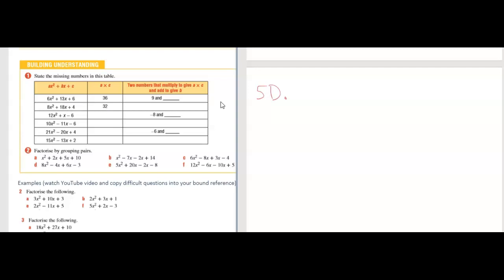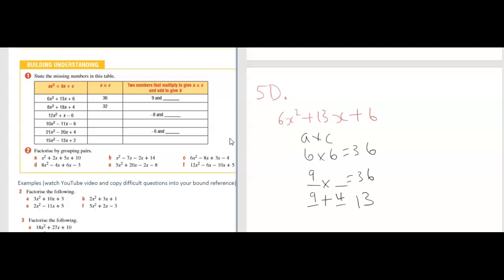If I just quickly write that down, we've got 6x squared plus 13x plus 6. A times c, so a is 6, c is also 6, so that's where the 36 has come from. And we need two numbers that multiply to give you 36 and add to give the value of b, in this case 13. We know that here it's told us one is already 9. So 9 plus what gives you 13? 9 plus 4, and then 9 times 4 is 36. So your missing number here is 4.